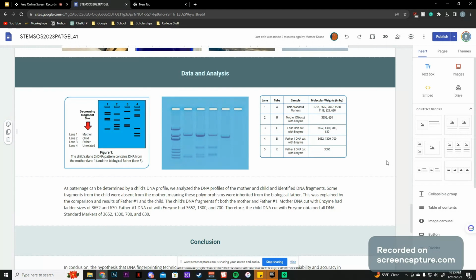The mother's DNA cut with the enzyme had ladder sizes of 3,652 and 630, and father 1's DNA cut with the enzyme had 3,652, 1,300, and 700. Therefore, the child's DNA cut with the enzyme obtained all DNA standard markers of 3,652, 1,300, 700, and 630.